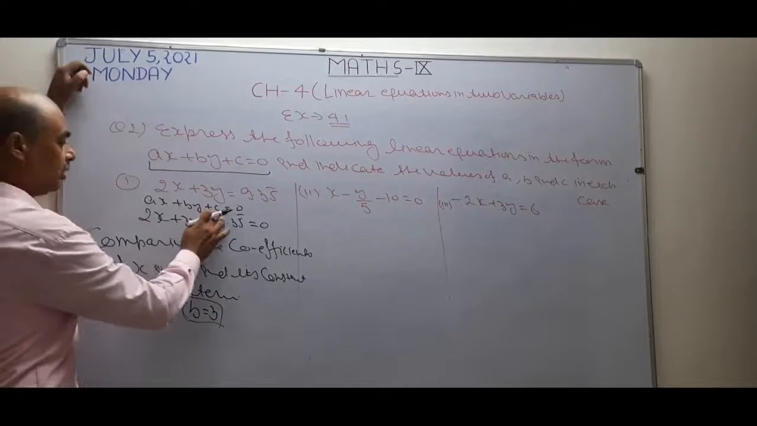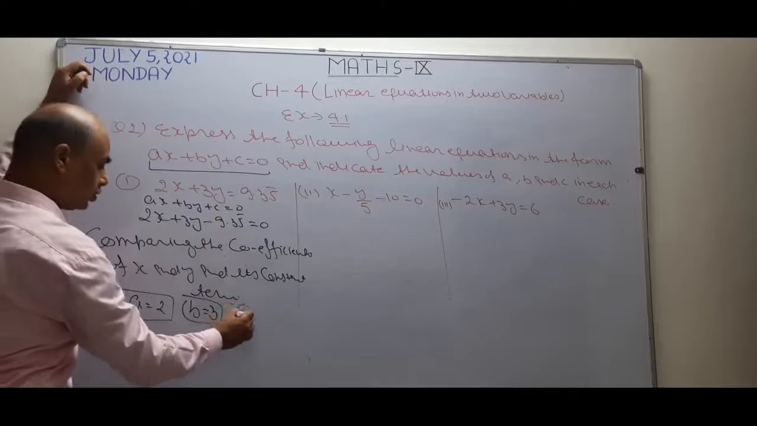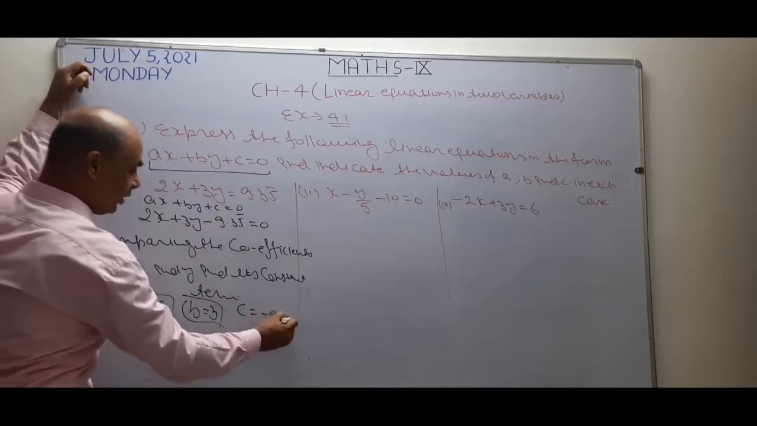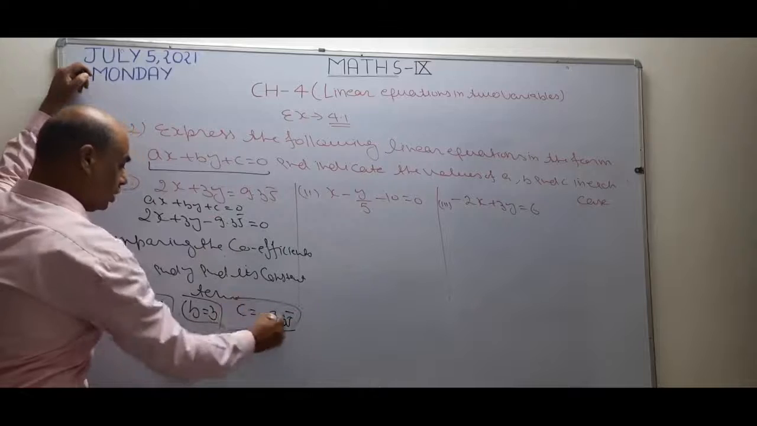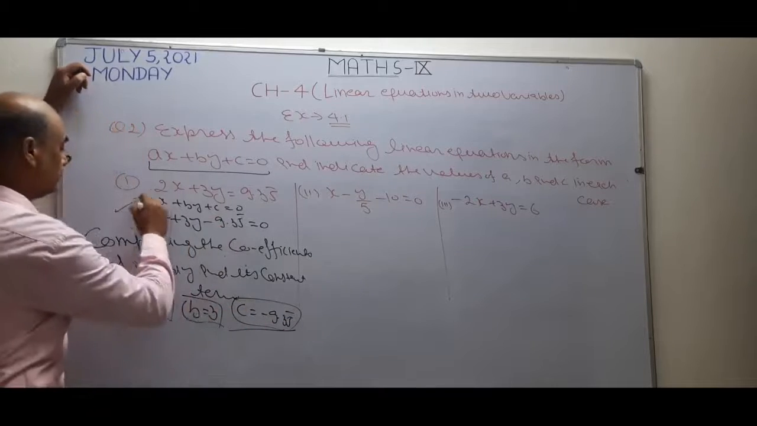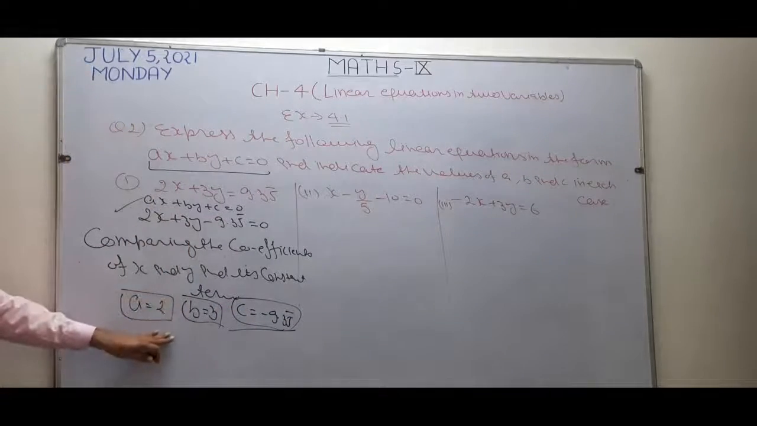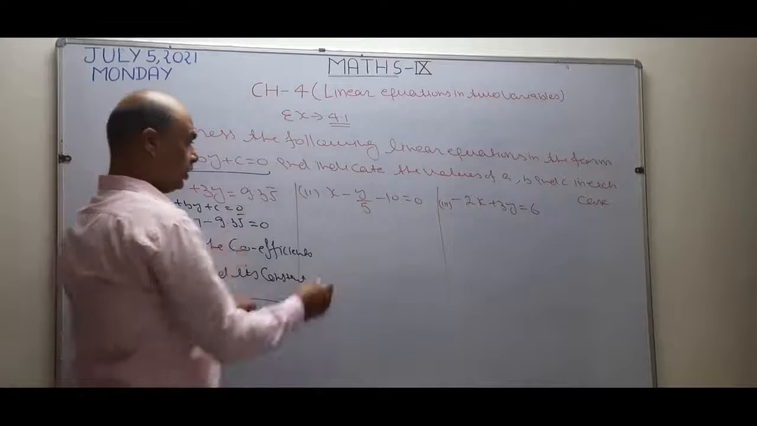Now this is the constant term and this is also the constant term. So c becomes minus 9.35 bar. So this is the answer of the given question. It's very easy. Okay.